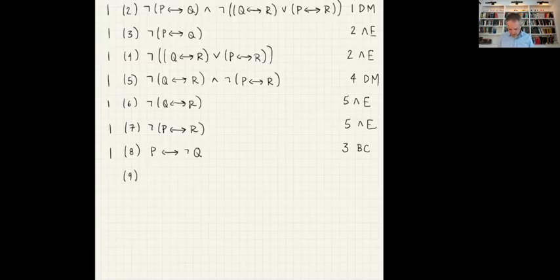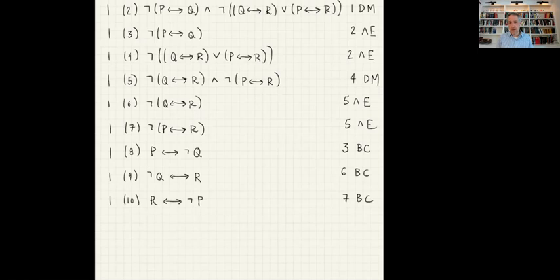Then from line 6, I'm actually going to do the negation in the other direction. So in this case, not Q if and only if R. So 6, negated biconditional. Okay, and then finally 10, looking back at line 7. Line 7, I have not P if and only if R. So that's the same as R if and only if not P. So that's 7 biconditional.